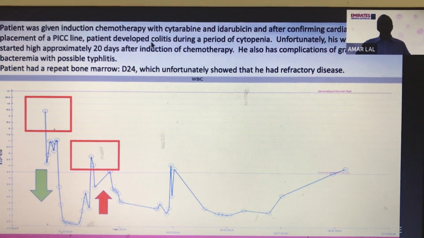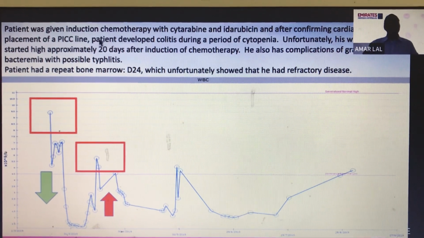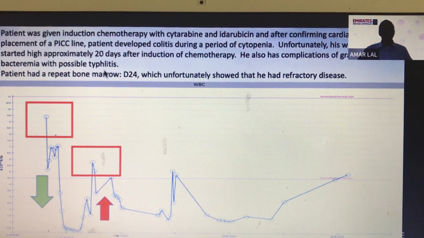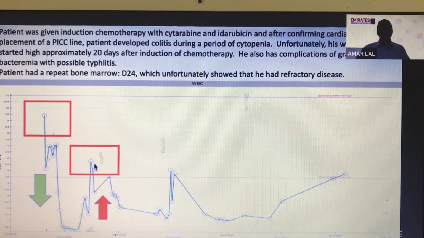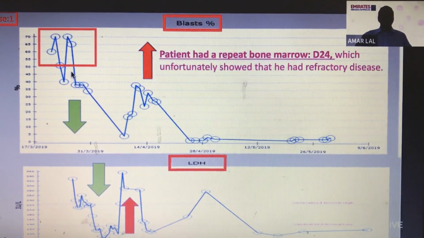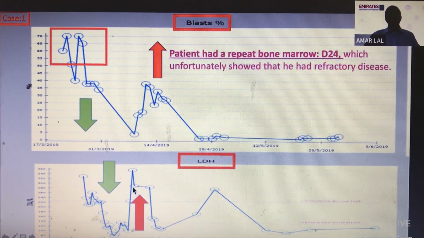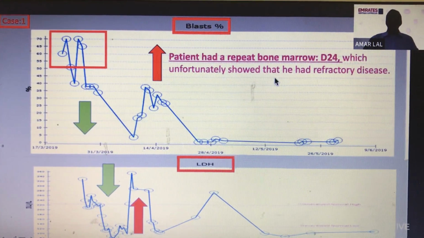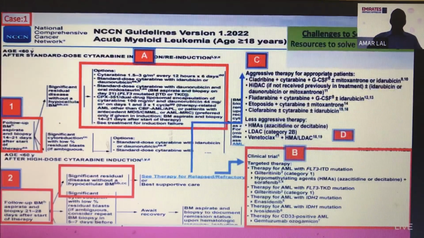But unfortunately, this patient developed colitis and septicemia on day 20. We found he has typhlitis based on the CT scan. And more important, on day 24, we found the WBC count went up and blast cells also came up. It means there was a problem, and LDH also went up, you can see. So on day 24, we did bone marrow and unfortunately it showed about 60% blast cells. So it means refractory AML.